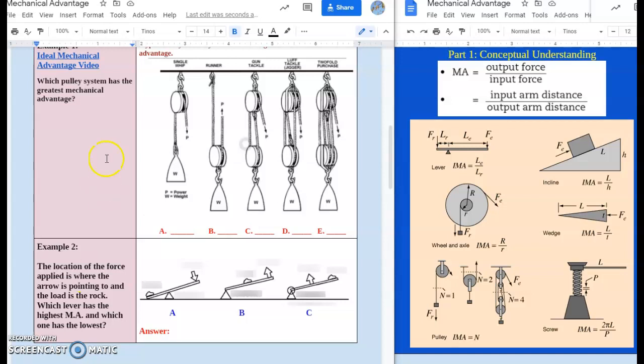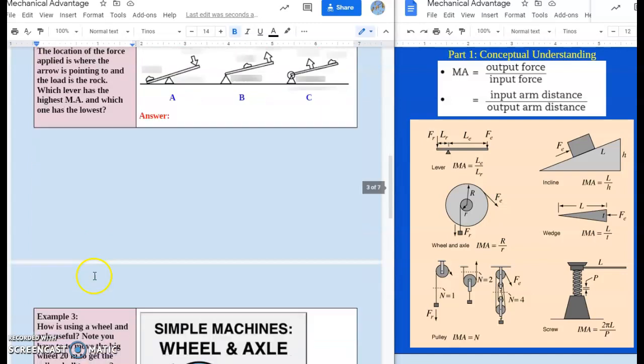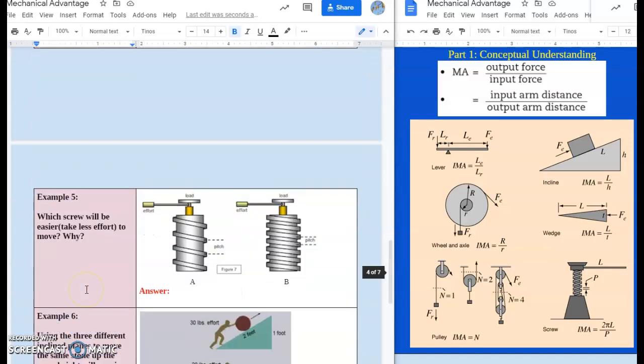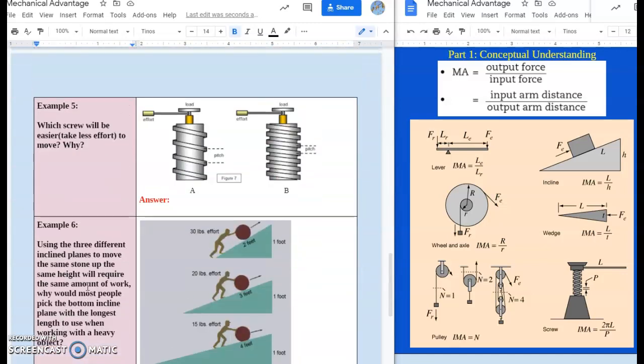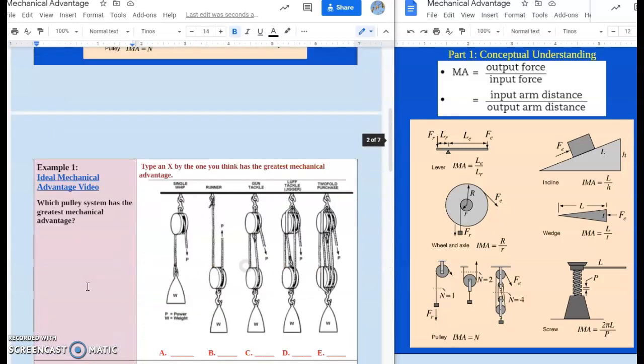Hello physical science student. If you watched the first video already, you would know the functioning of simple machines, or why we use them for general purposes. That talks about all the different types of simple machine. This video will help you to do examples 1, 2, 3, 4, 5, 6, and 7. Okay, so with that, let's look at it.